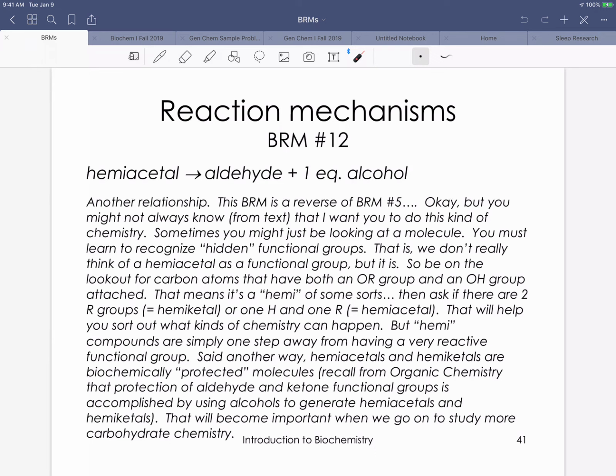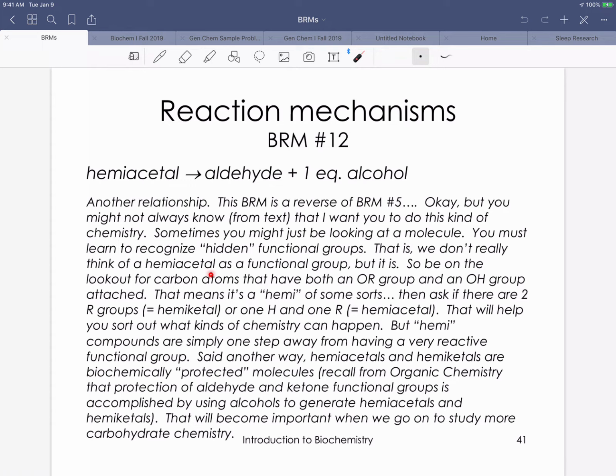Reaction mechanism 12 highlights another reversal mechanism. That is, we're going to reverse reaction mechanism 5. Something to highlight with this reaction mechanism is that sometimes you might not know exactly what you need to do, or we need to think about looking at hidden functional groups. So what do I mean by that?